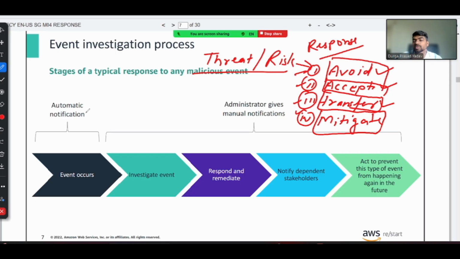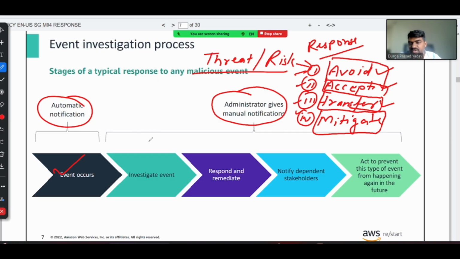Now, first of all, there will be multiple stages when the threat happens. Maybe you will get an automatic notification when the event occurs. After that, the administrator will give you a manual notification. Manual notification means, for example, the system will be down for 1 day or 2 days just because of security reasons. And then they will start investigating. They will respond to the threat and remediate. They will solve the problem.